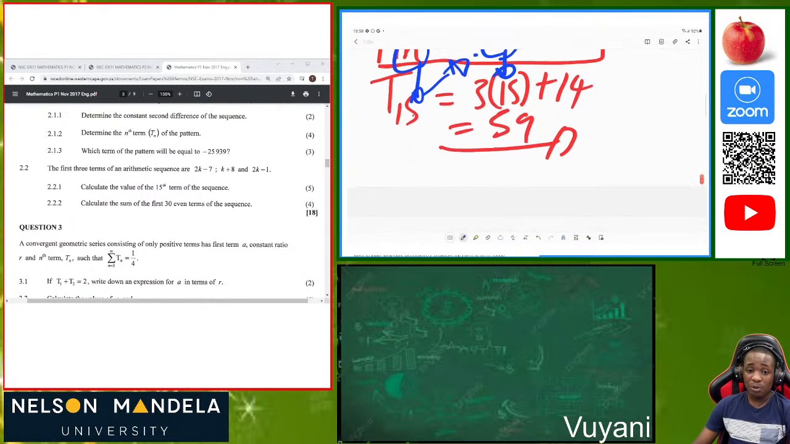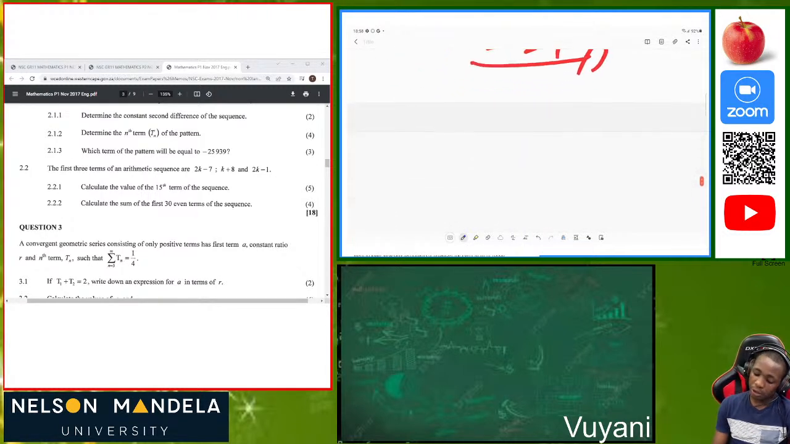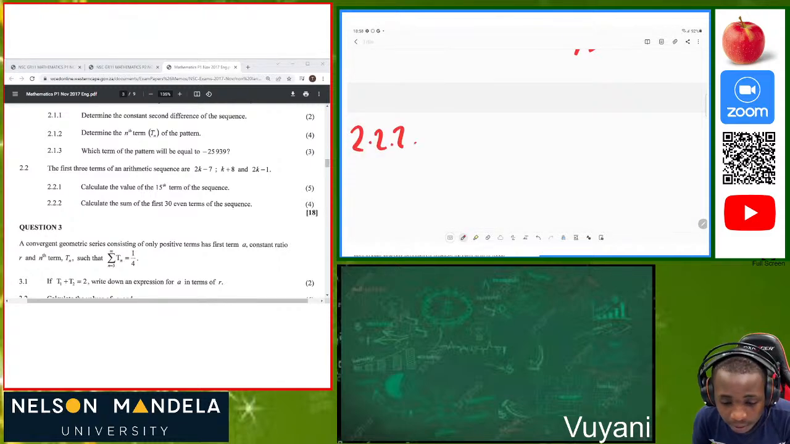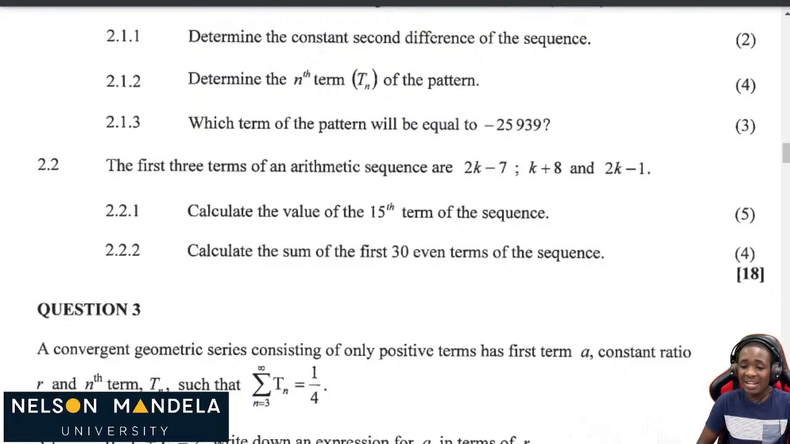Now let me do 2.2. We are almost there. We are almost done for our session. 2.2.2. Okay. It says that calculate the sum of the first 30 even. Underline that. Sum of first 30 even terms of the sequence.